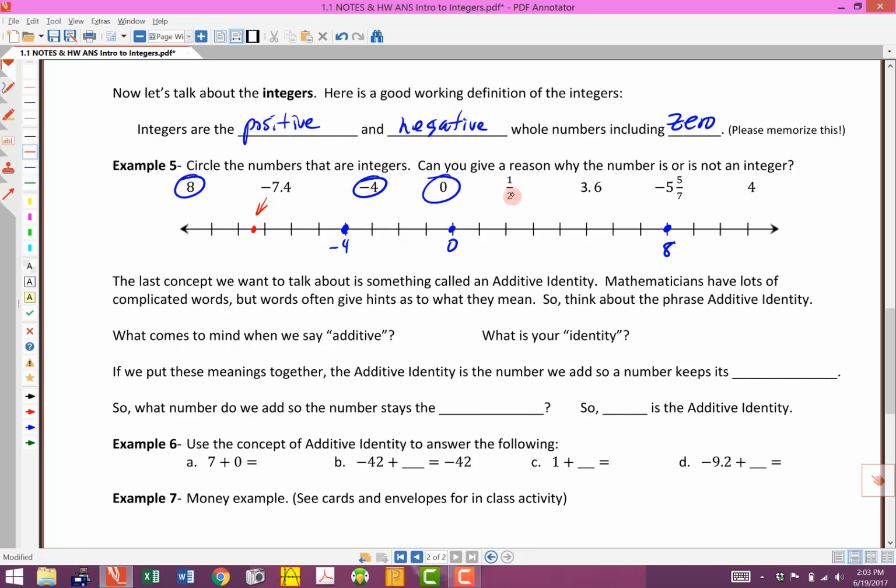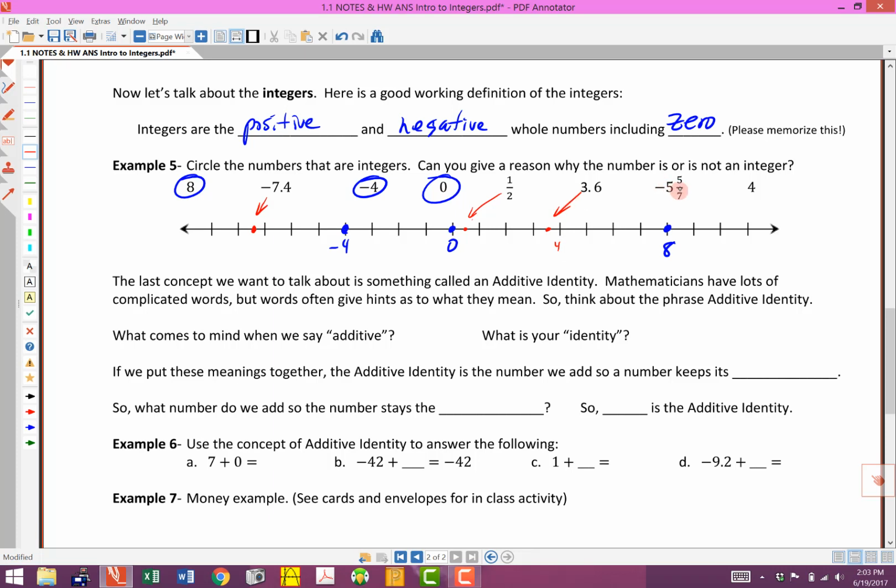If we had 1/2, that's a fraction, that's not a whole number for sure, so 1/2 would be about right there. Again, you'll notice that it's not on one of those tick marks, so that one's not okay, that one's not an integer. Then we've got 3.6, let's see, 1, 2, 3, 4. 3.6 would be somewhere in between, probably just a little bit closer to 4 than it is to 3. So that one's not an integer, doesn't land on one of those tick marks. It's not a whole number.